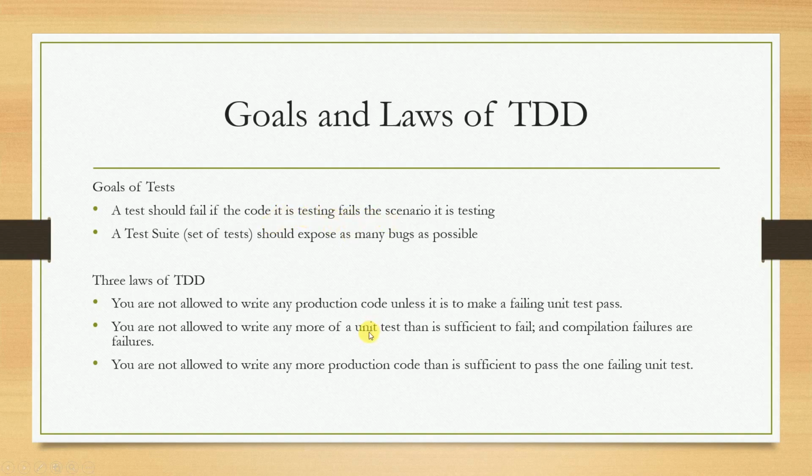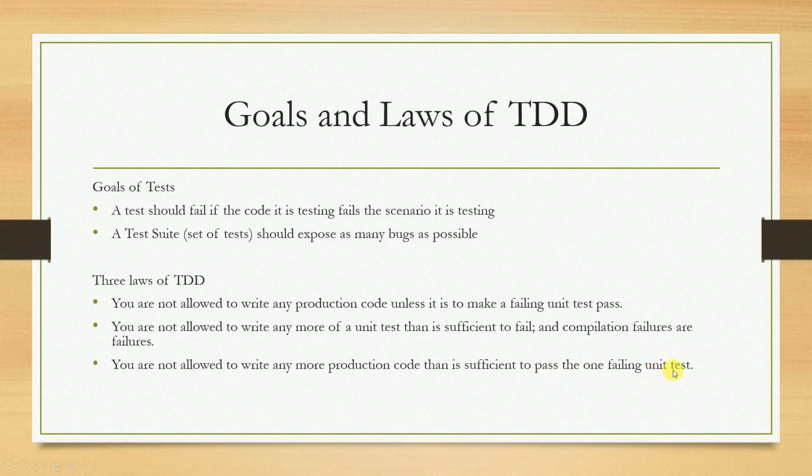So to make sure that a single unit test is correct and it fails when it's supposed to fail, we should only write that unit test and then write the code to make it pass before writing the next unit test. The third law is you are not allowed to write any more production code than is sufficient to pass the one failing unit test.